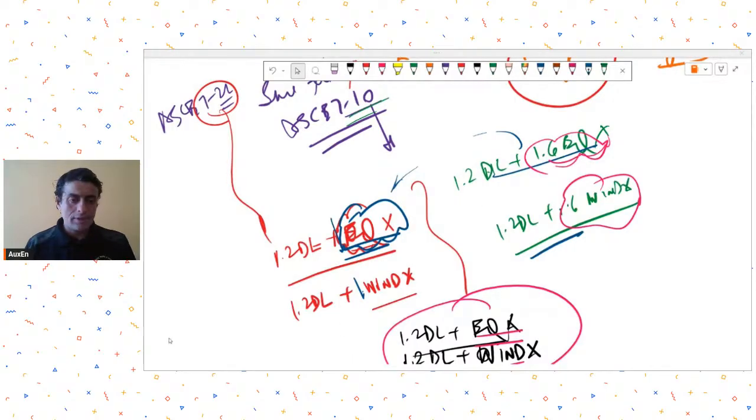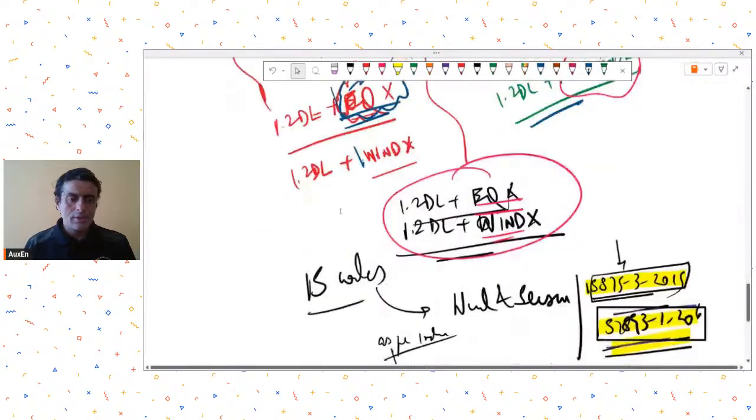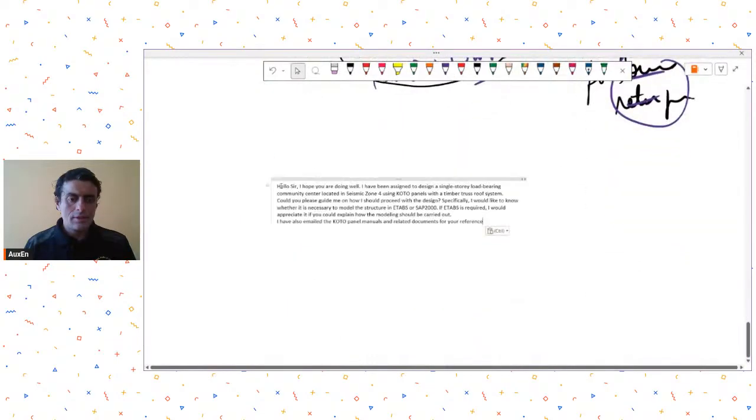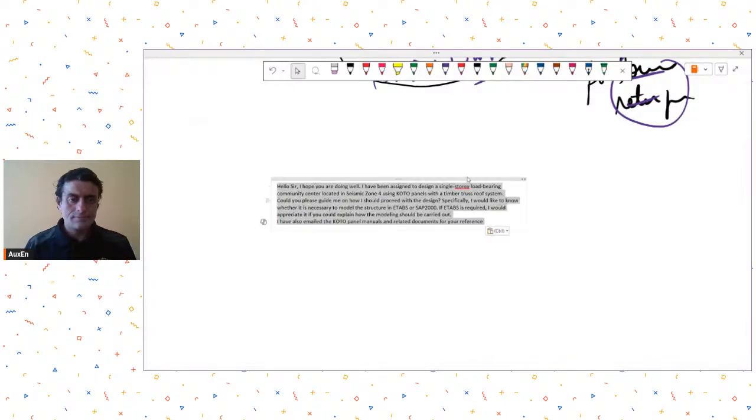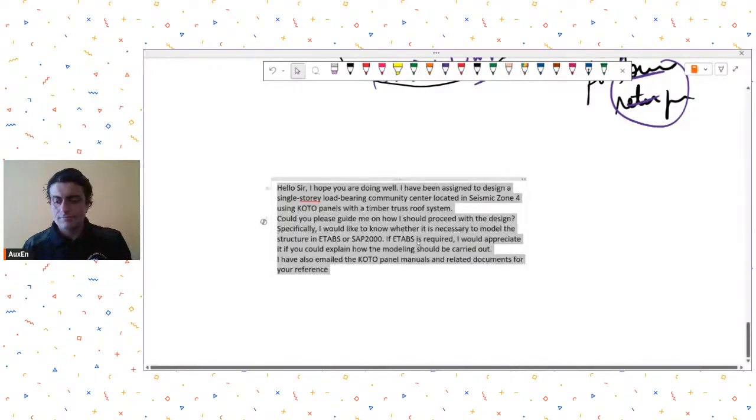Then we have the next question from engineer Tawqir Ahmed. He is from Pakistan and he is a working professional. So he is asking, I have been assigned to design a single-story load-bearing community center located in seismic zone 4 using Koto panels.